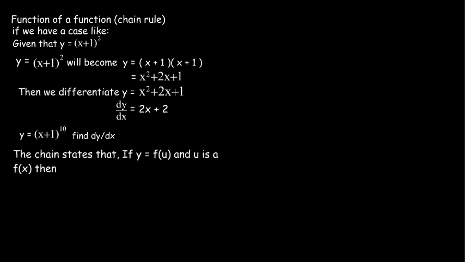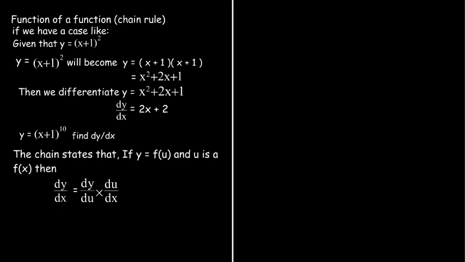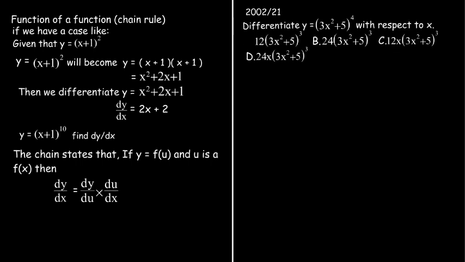The chain rule states that if y is a function of u and u is a function of x, then dy/dx will be equal to dy/du times du/dx. Let us explain this concept using an example. We have an example here that states: differentiate y equals (3x squared + 5) raised to the power of 4 with respect to x. First thing we are going to do is write our equation as y equals (3x squared + 5) raised to the power of 4.